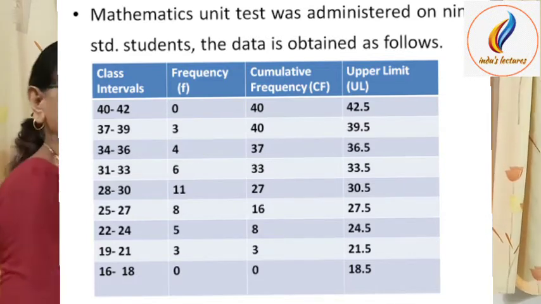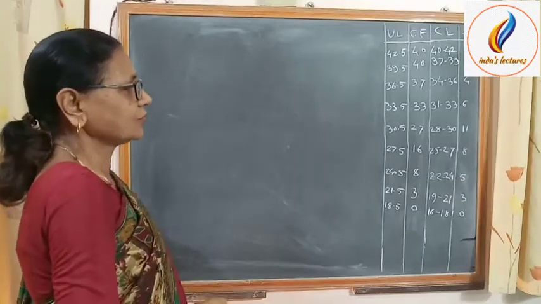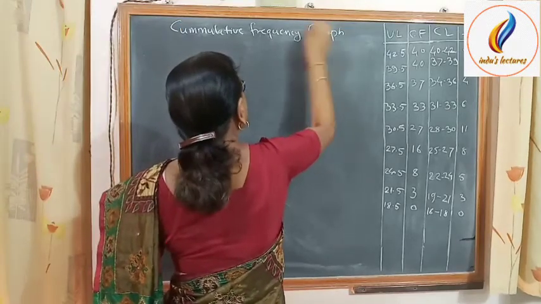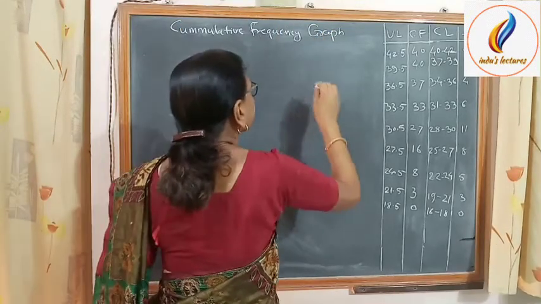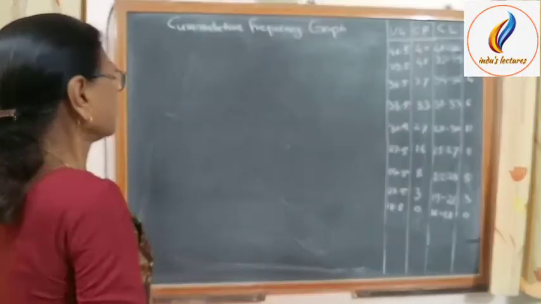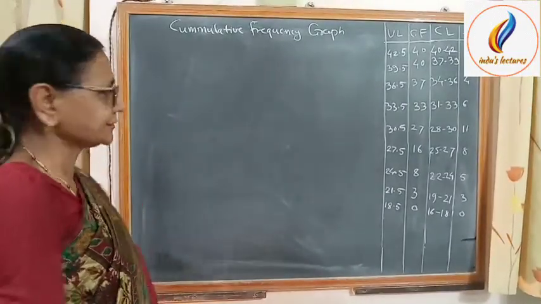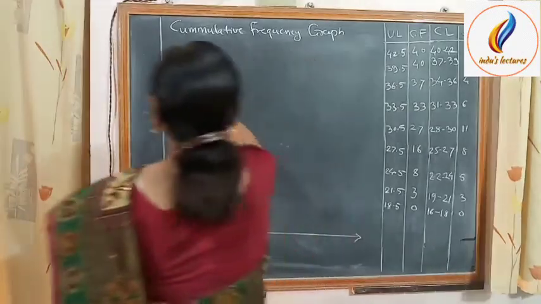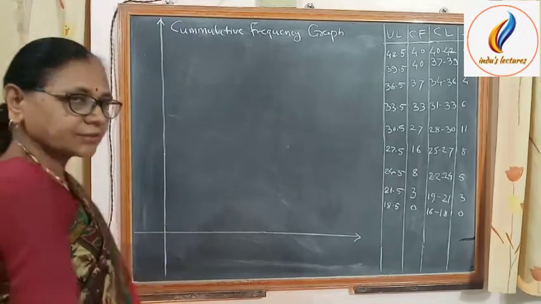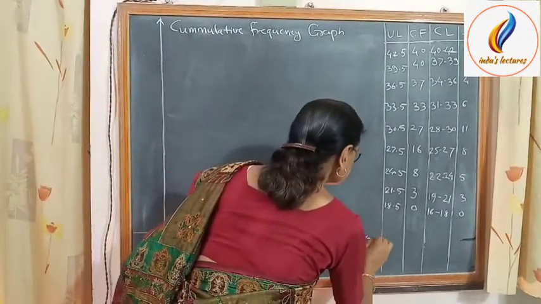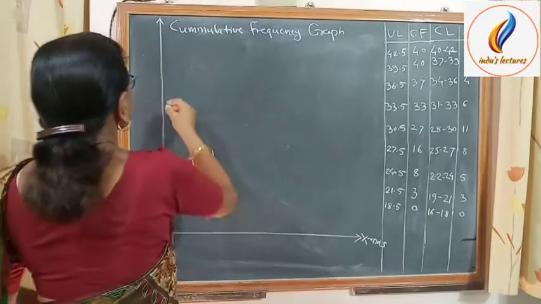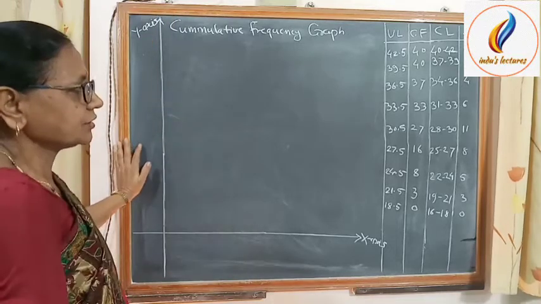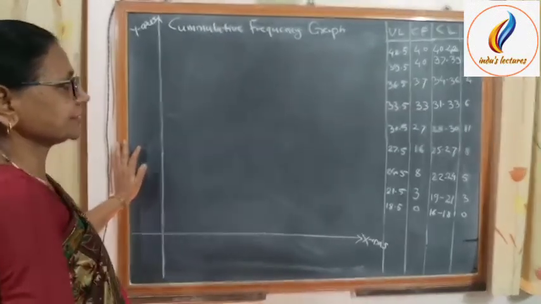Now prepare the title of the graph. The title of the graph is cumulative frequency graph. Now we will draw the coordinate axes. The horizontal axis is the x-axis. The vertical axis is the y-axis. Now mention the variable along the x-axis and y-axis.